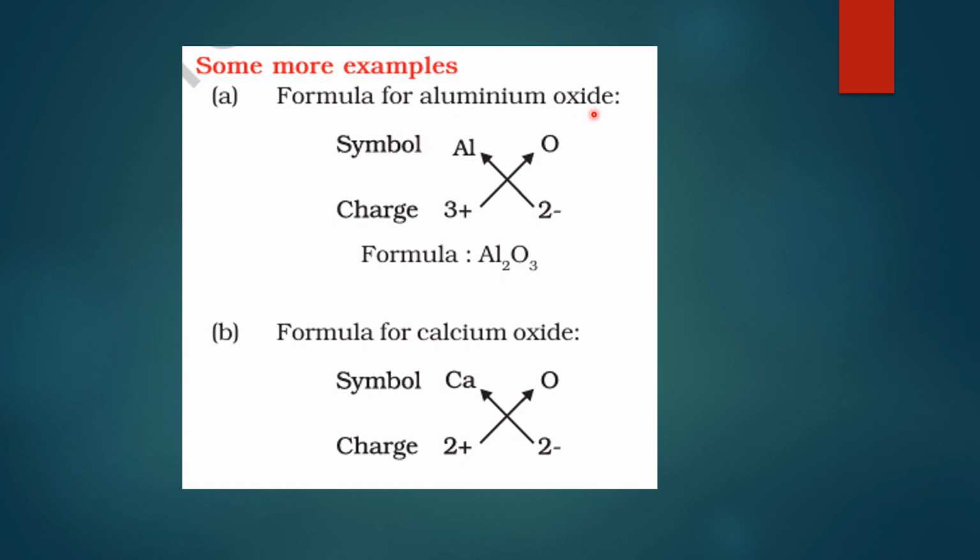Next we have aluminium oxide. So aluminium, you know, it carries a charge of 3 plus. Oxygen, it carries a charge of 2 minus. You cross them, so it becomes Al2O3. Similarly for calcium oxide, what happens? Ca has a charge of 2 plus, and O has a charge of 2 minus. So if we cross them, it becomes Ca2O2. 2 and 2 get cancelled, it is the same, so it becomes CaO, right?